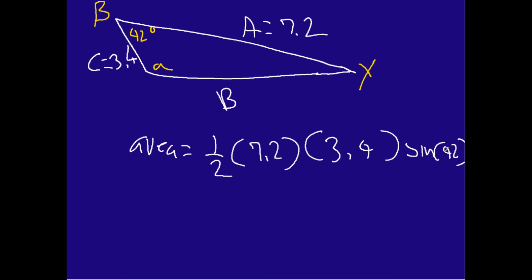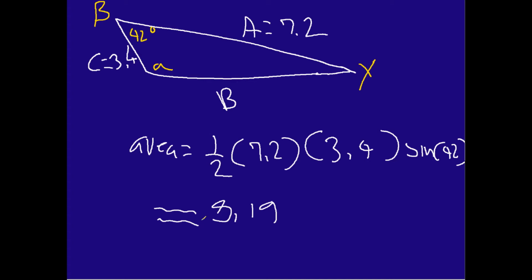Trust me, that's a 42. So that's what we're doing. Since we know the angle of beta, we're going to take the other two sides, A and C, 7.2 and 3.4. We multiply all this, and your answer is going to be about 8.19. About that, if you were to calculate that in the calculator. And so that's how that will work in that particular situation.